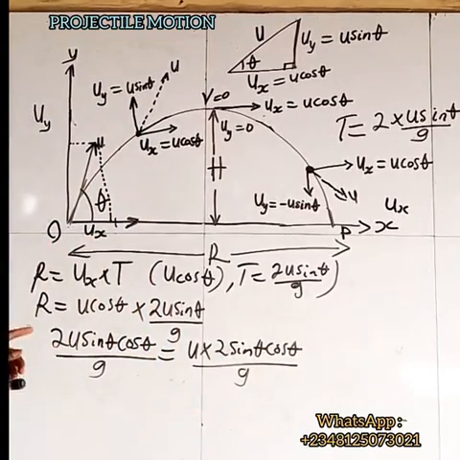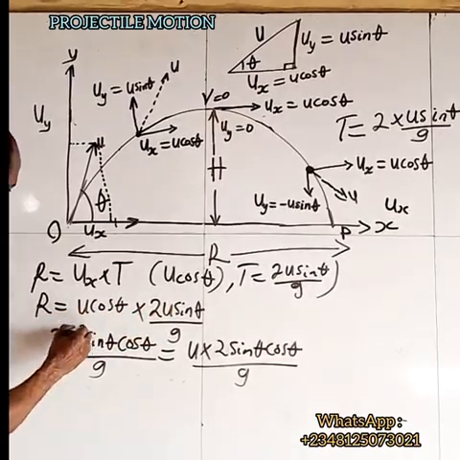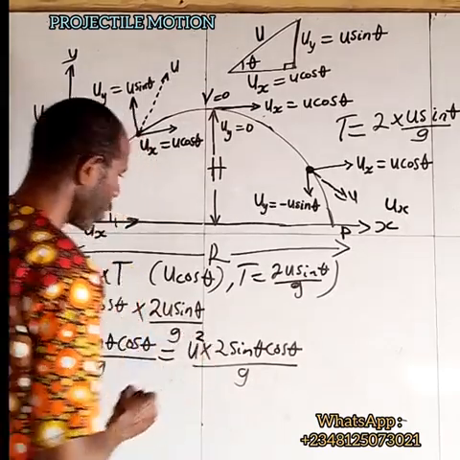Oh, sorry, there is an omission here. We have u here. U multiply u becomes u square, okay? So this will now give us u square. All right, sorry for that.